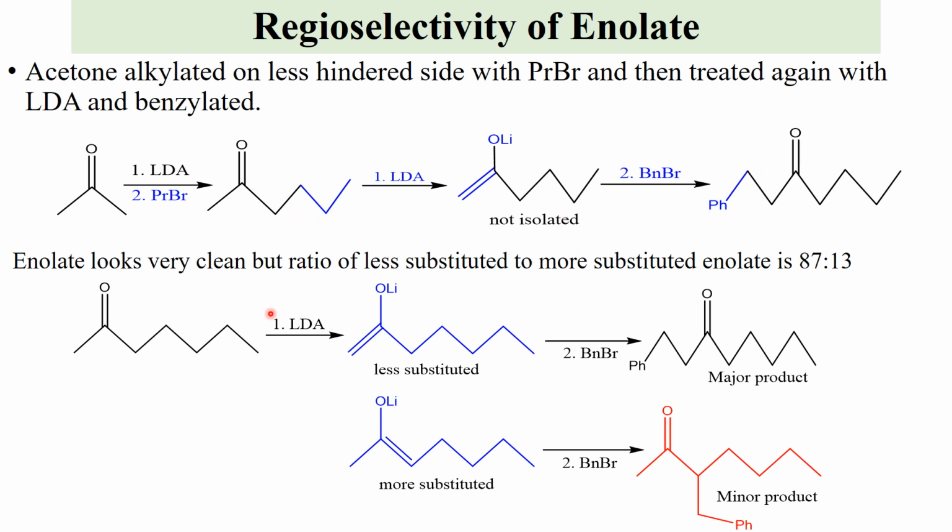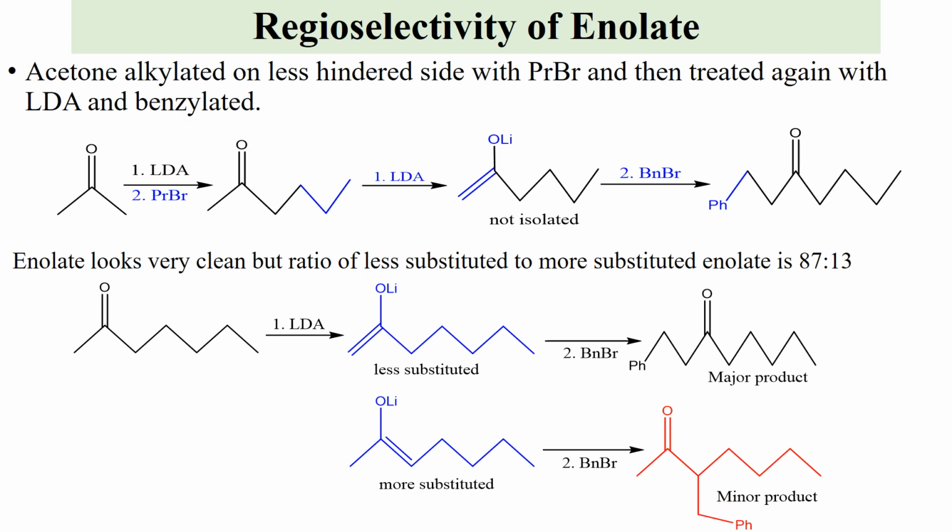In the second example, 2-hexanone is benzylated. It is 2-hexanone. LDA is a strong and hindered base. It will remove a proton from the less hindered side and benzyl will be attached on this carbon. It looks a clean reaction, but there are two types of product. One is the major product, which is 87%, and the other is the minor product, which is 13%.